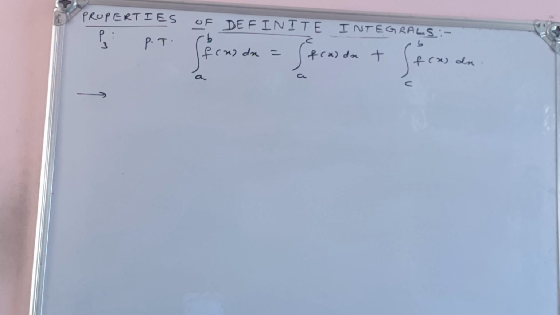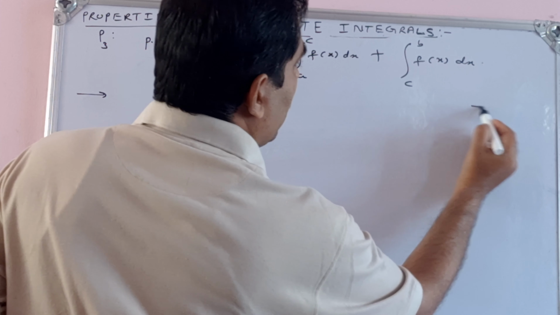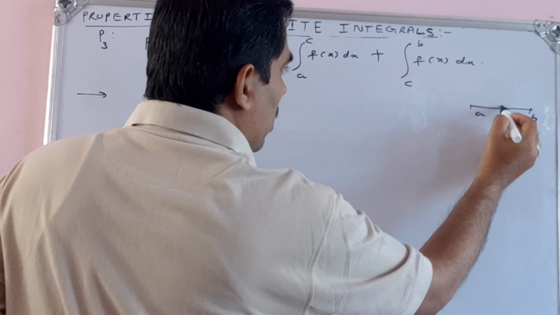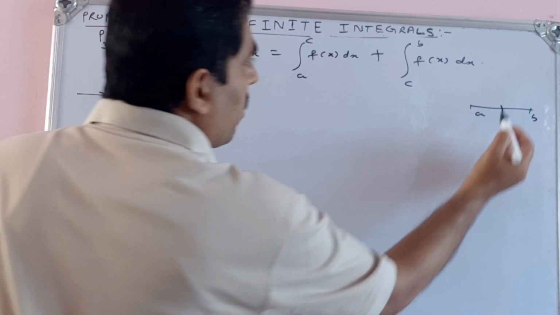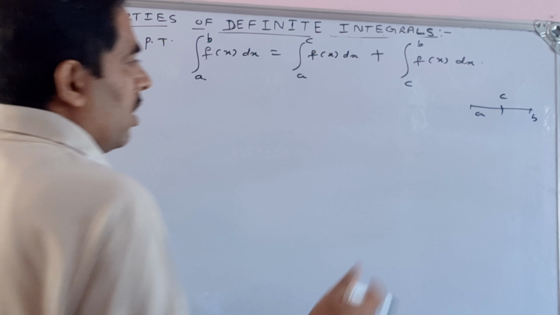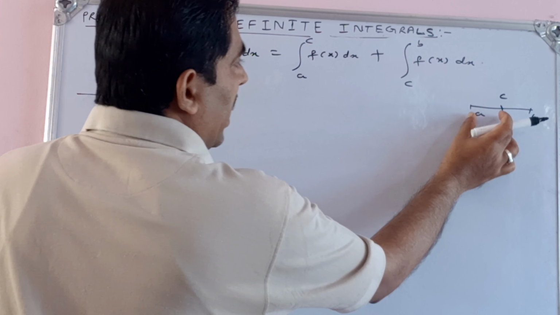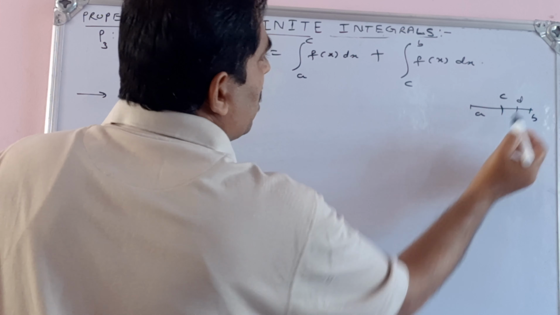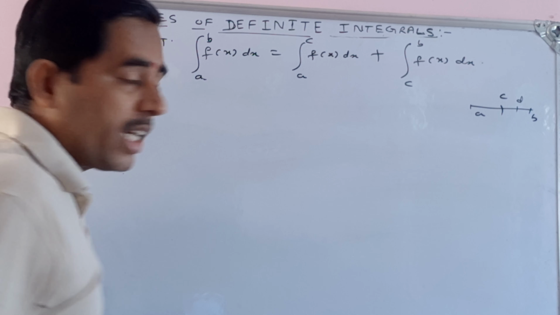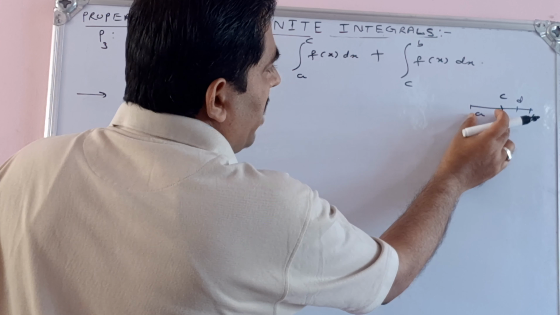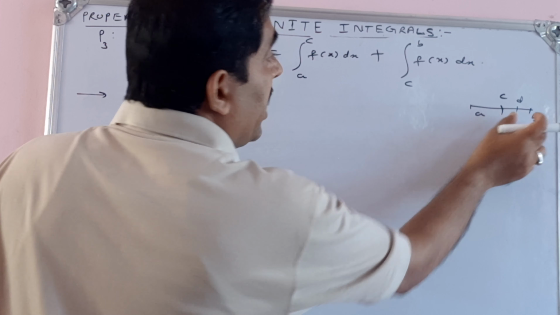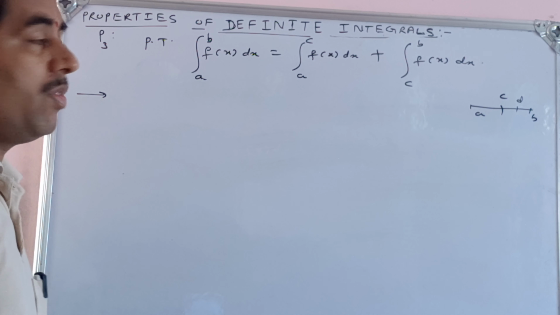prove this result. The meaning of this is very simple. We have a closed interval a to b. If I split this interval at some point, say c, then that can be written as a sum of two integrals, a to c plus c to b. If I split that at another point, say d, then how many integrals will I get? The integral of f of x from a to c, plus the integral of f of x from c to d, plus the integral of f of x from d to b. That is the meaning of this theorem.